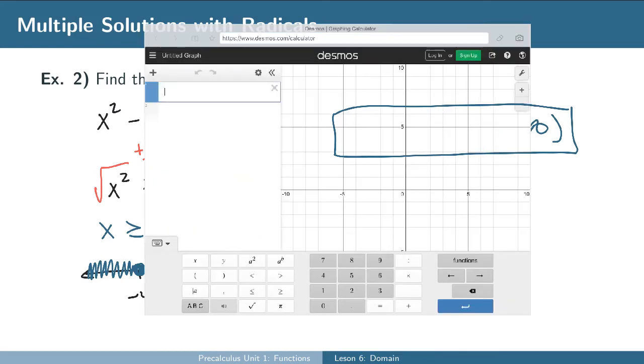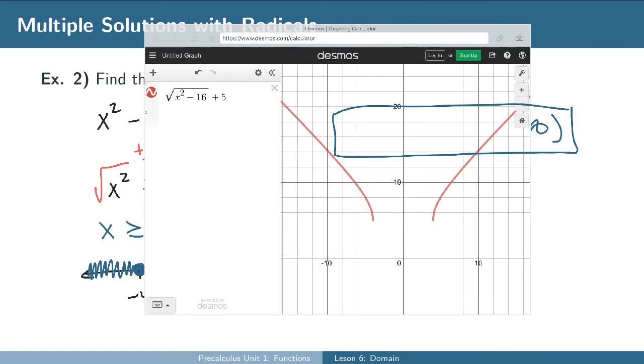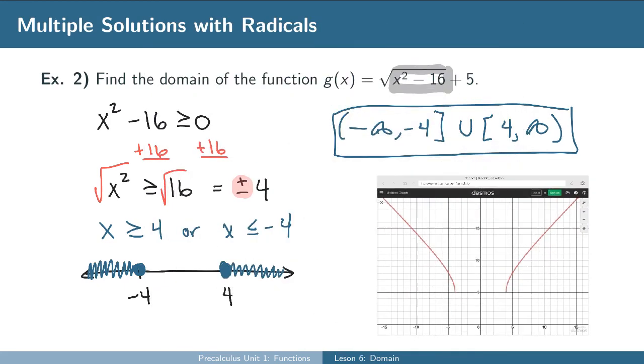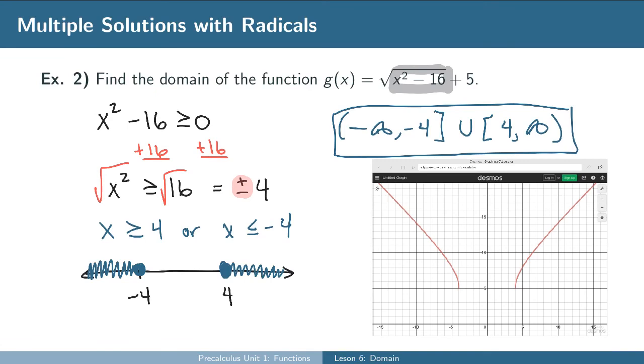So now let's look at the graph. Here we have, just ignore the box there. Here we can see that the values of positive 4 and negative 4, there's nothing in between on the graph, but it is to the left and to the right. So that fits our domain that we found.